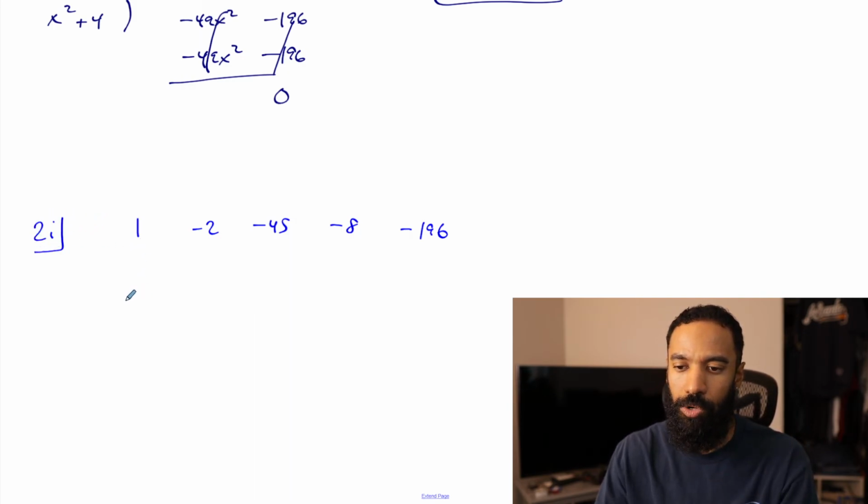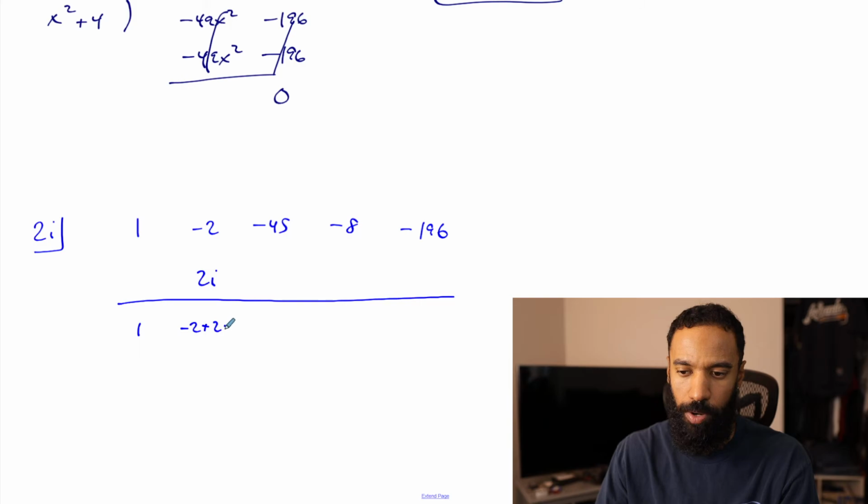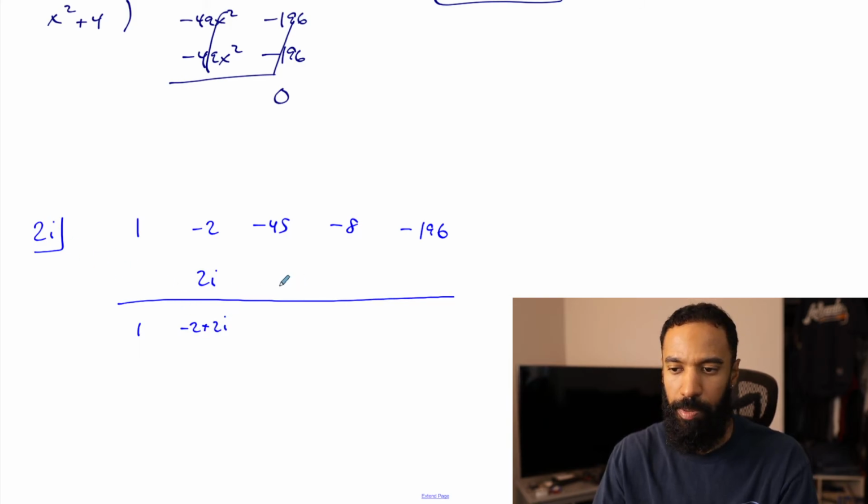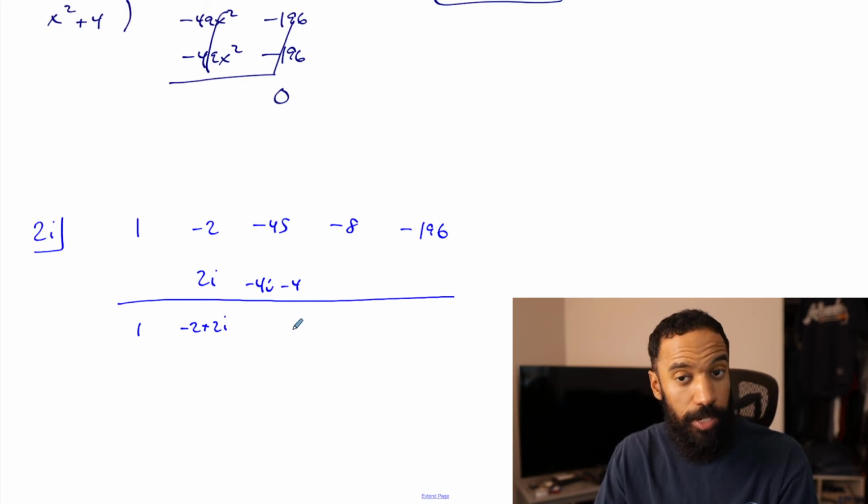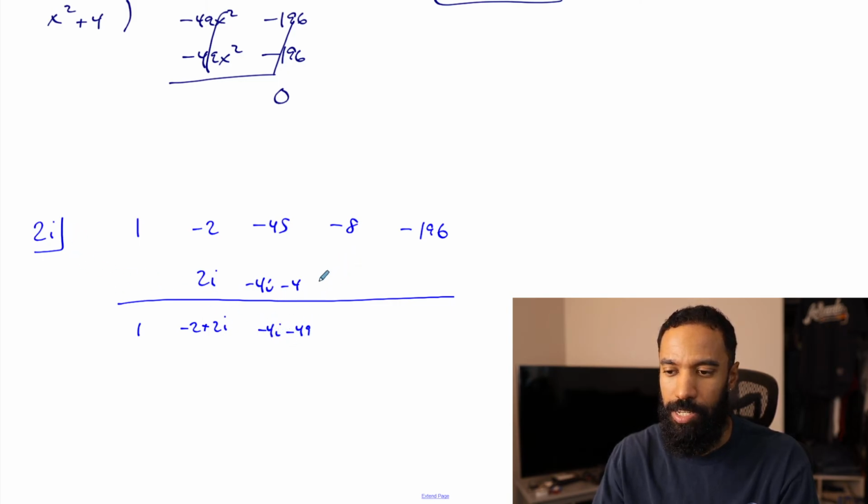So if 2i is your root to start off with here, that's 1, 2i. These do not combine. That's negative 2 plus 2i. Multiply both of these by 2i. That's negative 4i plus 4i squared, which is minus 4. Combine those through addition. This is negative 4i minus 49. Multiply those by 2i. That's negative 8i squared, which is positive 8. And then negative 49 times 2i is negative 98i.